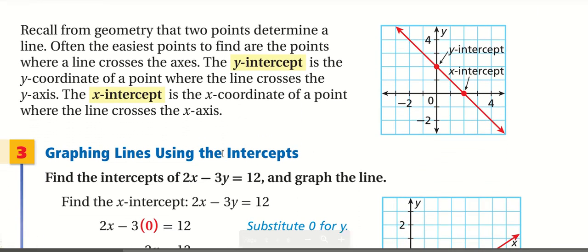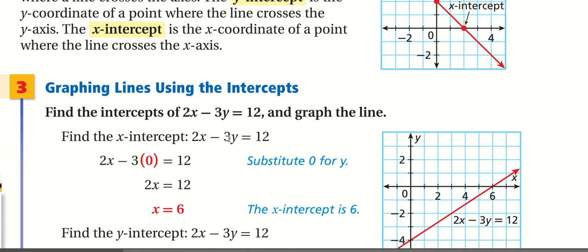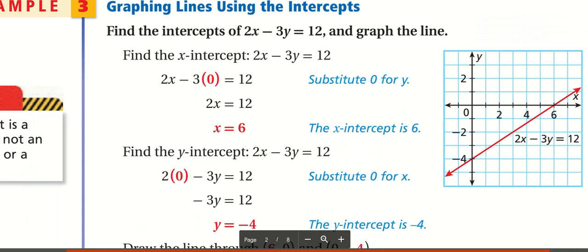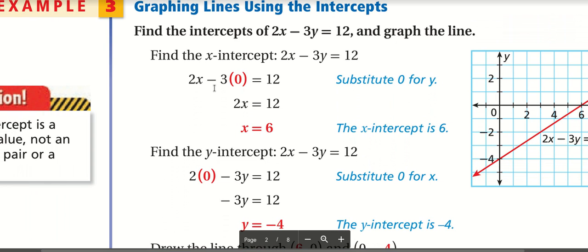Now recall from geometry that 2 points determine a line. Often the easiest points to find are the points where a line crosses the axis. The y-intercept is the y-coordinate of a point where the line crosses the y-axis. The x-intercept is the x-coordinate of a point where the line crosses the x-axis. So here's the next thing you have to know how to do. You have to know how to graph lines using intercepts. Find the intercepts of 2x minus 3y equals 12 and then graph the line.